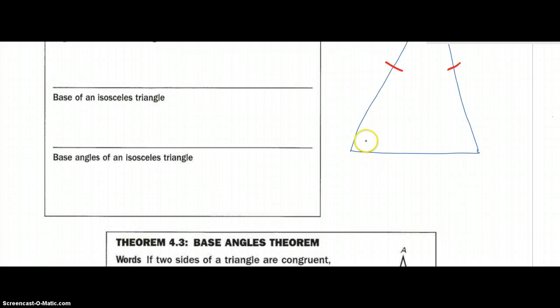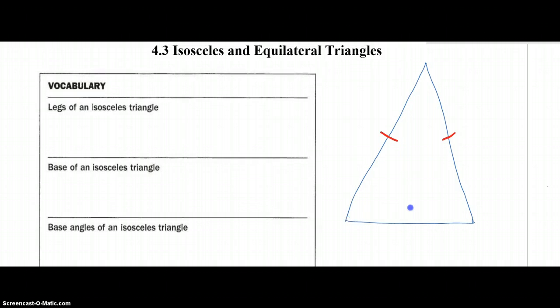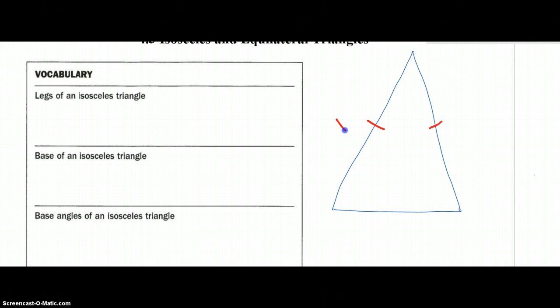Those are called the legs. So this is a leg. This is a leg. So over in your vocabulary box it says leg of an isosceles triangle. The legs are the two congruent sides. And they actually create a vertex angle.